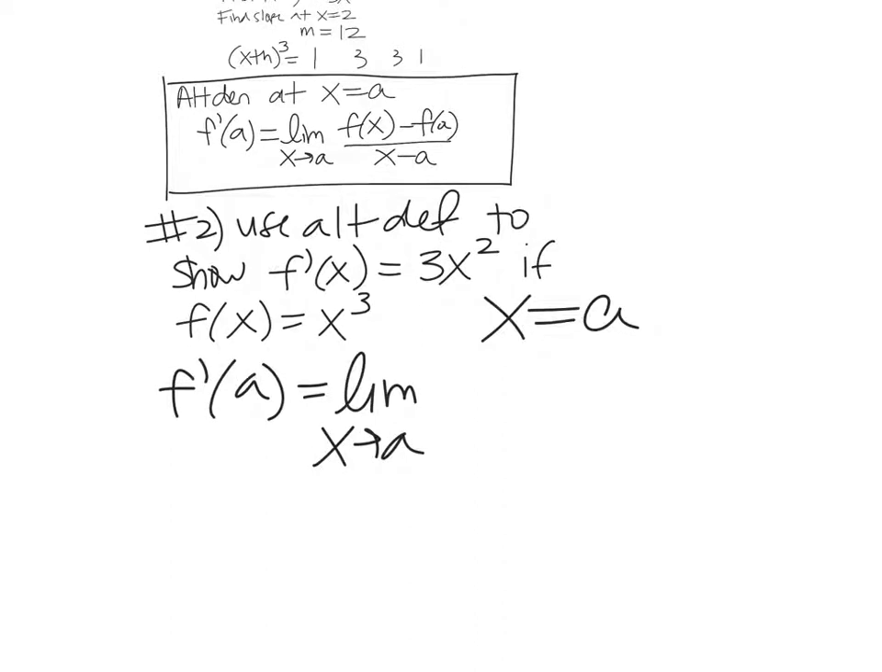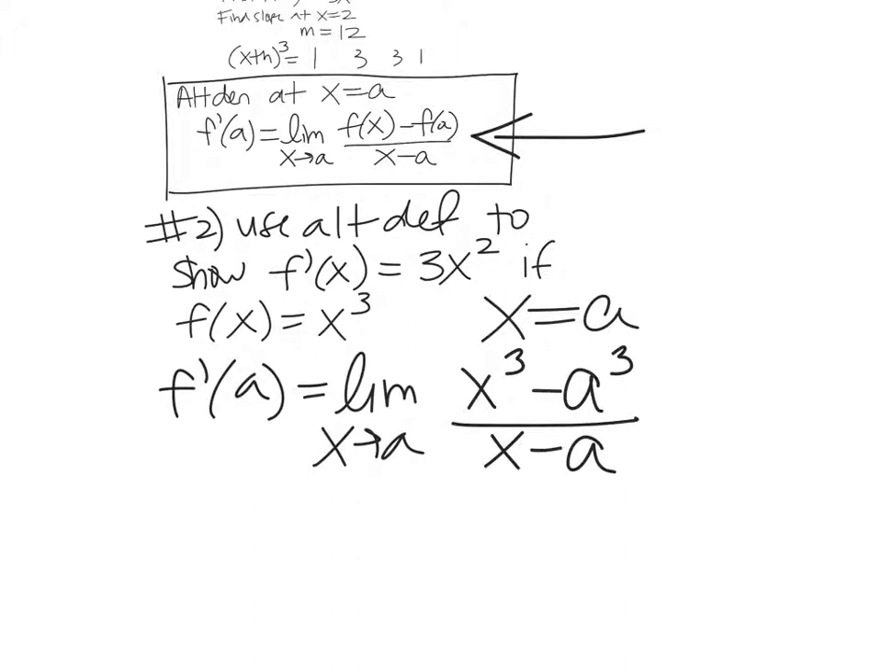Okay, so here we go. We're going to do f of x. Well, what is f of x? We're using this alternate definition right here. What is f of x? f of x is x cubed minus f of a. What's f of a? a cubed, over x minus a. Now, if you were to take a and plug that in, you would get 0 over 0.